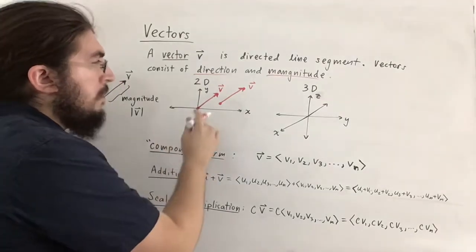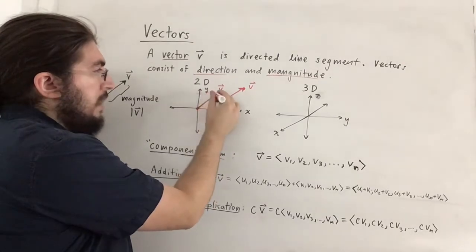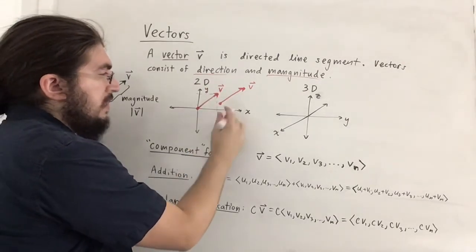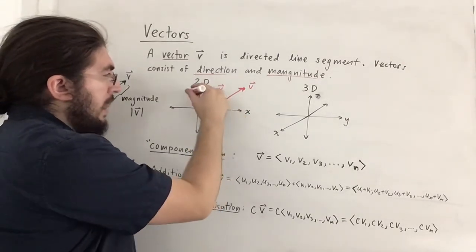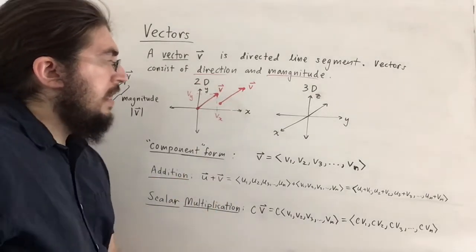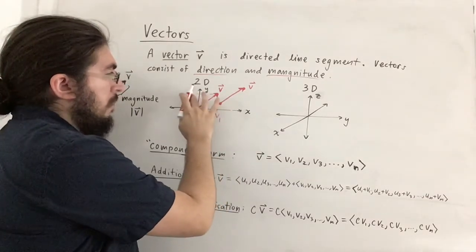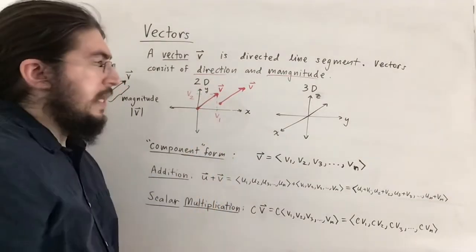Now, in two dimensions, we have two components. We have the x component and we have the y component. Very often these are known as vx and vy, but in general it depends on the notation. In fact, the notation we'll be using, we'll be calling the x component v1 and the y component v2. So more on that later.